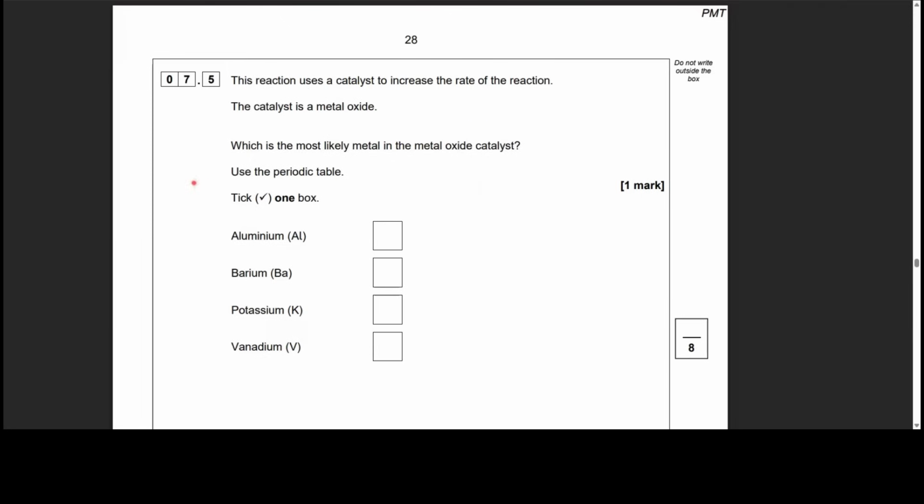Here we are. And we're going to go aluminium. No, that's group 3. Barium, what's that, group 2 or group 1? I can't remember. Potassium is group 1. Vanadium, yes, vanadium. It is a transition metal. There we go. All right, they're the good catalysts and they make colored compounds, all because of their multiple ionic charges.